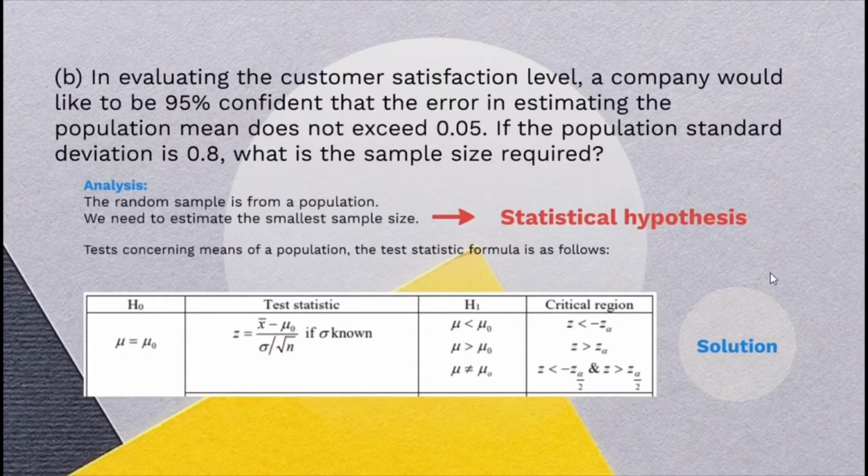In this example, we will use statistical hypothesis. When a random sample is drawn from a population, the information obtained can be used to make inferential statements about the characteristics of the population. The title has already given the population standard deviation, confidence intervals, and the required margin. The test statistic formula is as follows.